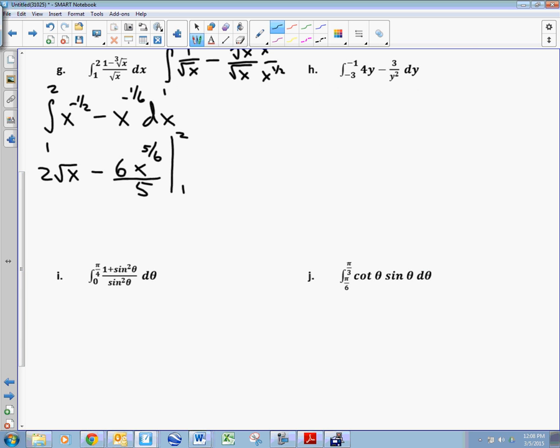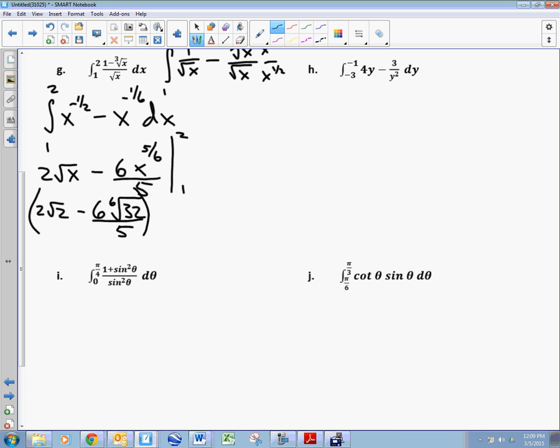I plug in 2, I get 2 roots of 2 minus, what is 2 to the 5th power? 32, so I have the 6th root of 32 then, right? So 6 roots, 32. I'm sorry, Megan, it was a really good guess. I'm sorry I laughed. I thought you were joking there for a second. I didn't realize you were honest. I'm really sorry. It's still not 4, but it's okay.